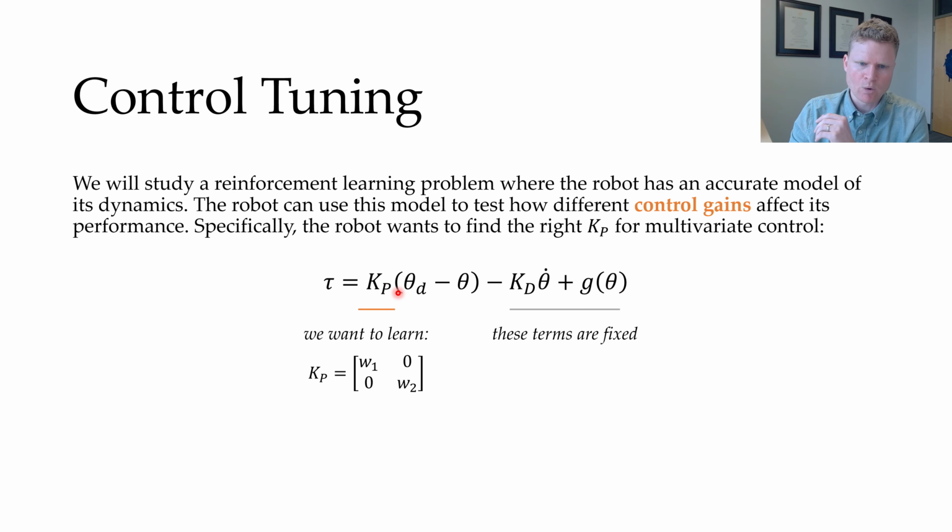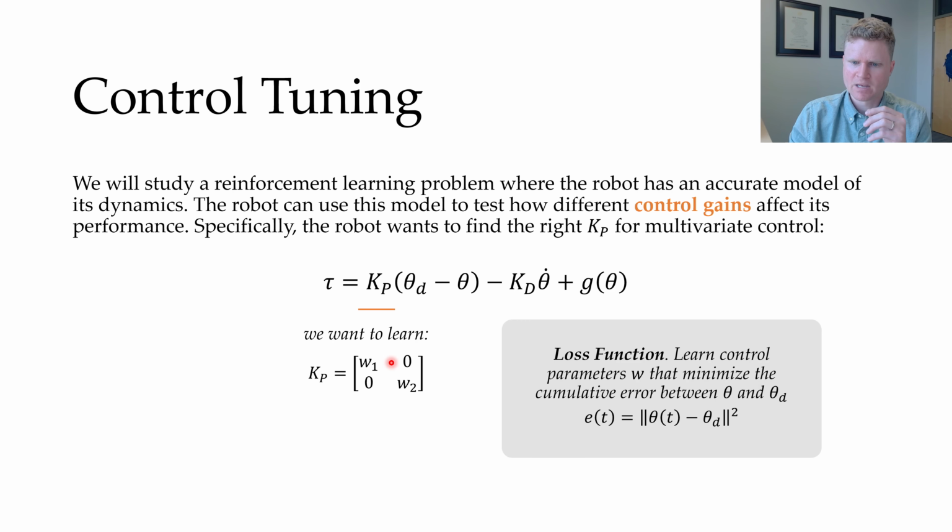And I just want to figure out what's the best proportional gain matrix to make my robot move to its desired position. And within this matrix, I'm going to be looking at the diagonal terms for W1 and W2. So these are the two weights I'm going to try to tune using reinforcement learning. My goal is to learn those weights so that the robot quickly and accurately moves to its desired position. So I'm going to start off at some theta, and I want to very quickly move to theta d. So my error is just going to be the cumulative loss between these two, between my actual and desired positions.